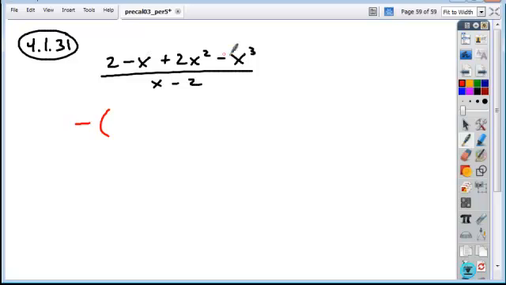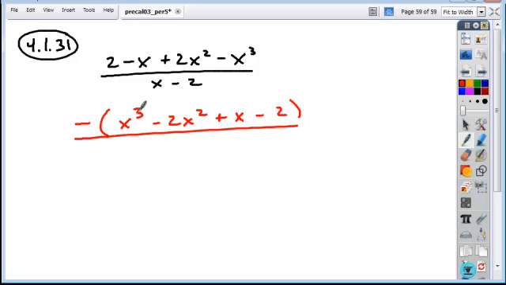So factoring out a negative is going to change the sign of every term. So this becomes a positive x cubed, a negative 2x squared, a positive x, and a negative 2, all over my x minus 2. Okay, so what I can now do is go through the steps of factoring.